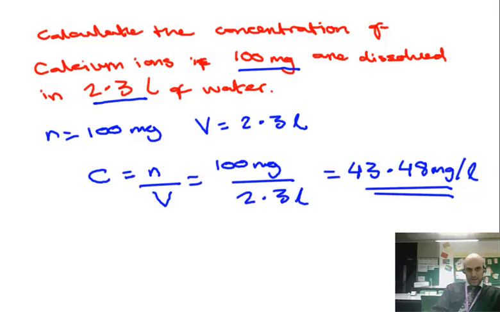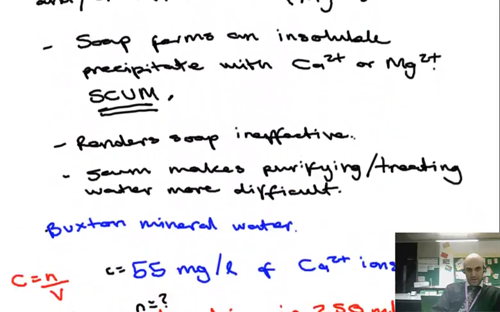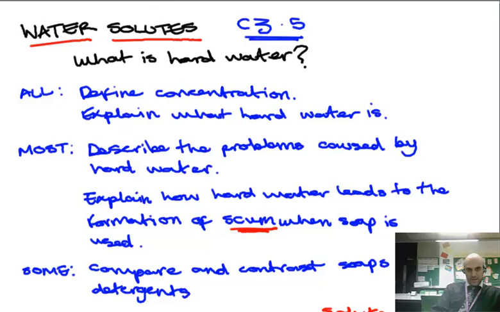Right. Okay, that's the basics. So if we go back to our objectives, what have we done? So, define concentration. We've done that. We've even used it. Explain what hard water is. Yes, that's water with magnesium and calcium in. Describe the problems caused by hard water. Yes. Can render soap ineffective. Produces scum when soap reacts with calcium or magnesium ions. Explain how hard water leads to the formation of scum when soap is used. Well, we have the formation of a precipitate. Now this is a little bit more difficult to explain, and I'm going to ask you to do a bit of research on that.